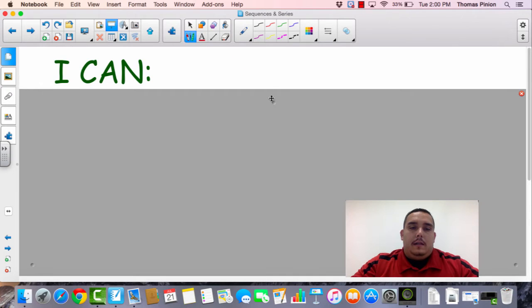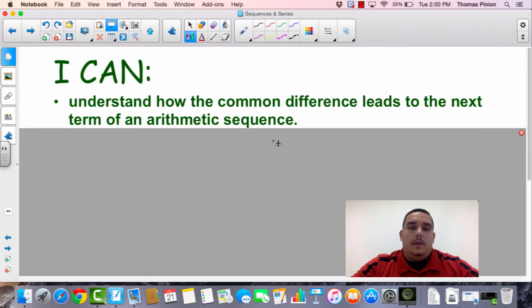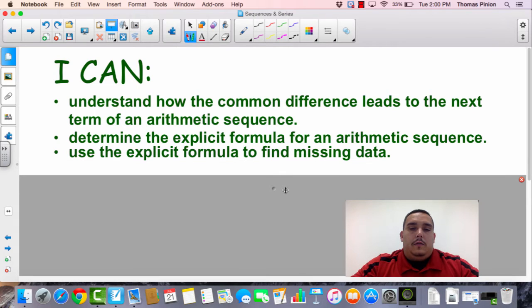We have three I cans for tonight. The first one is I can understand how the common difference leads to the next term of an arithmetic sequence. I can determine the explicit formula for an arithmetic sequence. And I can use the explicit formula to find missing data. Okay, those are just three I can statements. You need to pause the video and write those down.